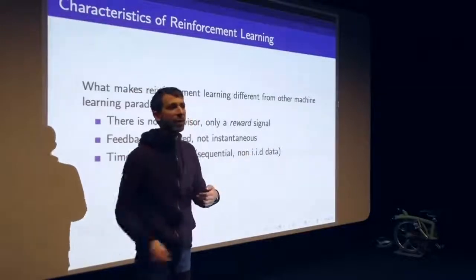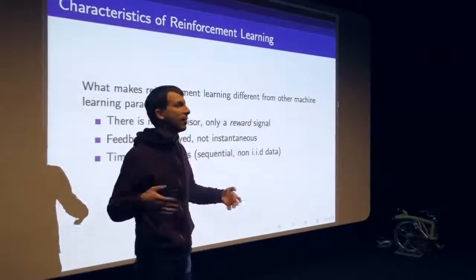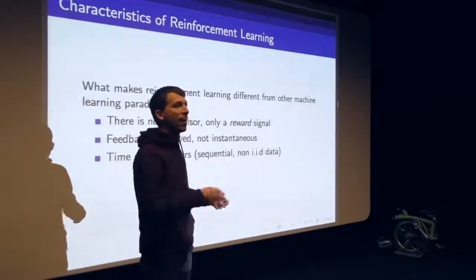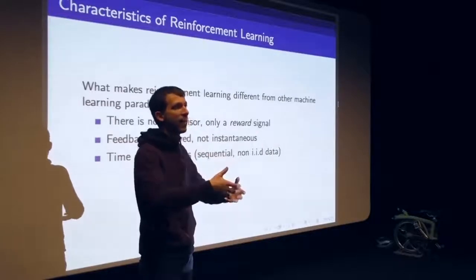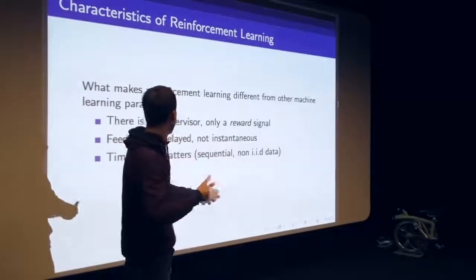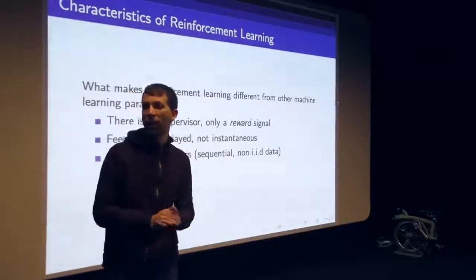Here, we've got a dynamic system. There's an agent moving through a world. And imagine a robot walking through some environment. What that robot sees at one second is going to be very correlated to what it sees at the next second. The IID paradigm that we're familiar with doesn't apply to RL.